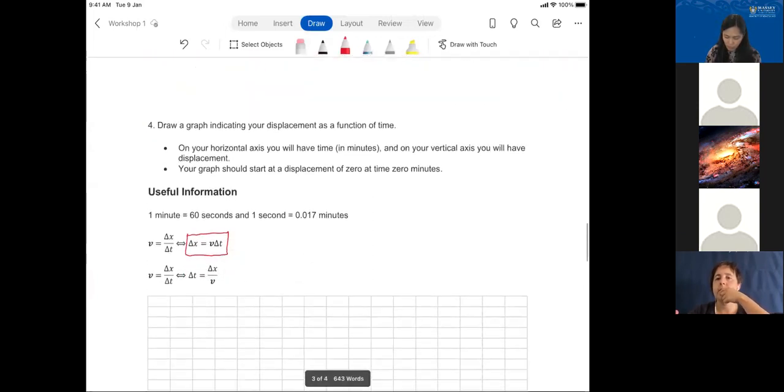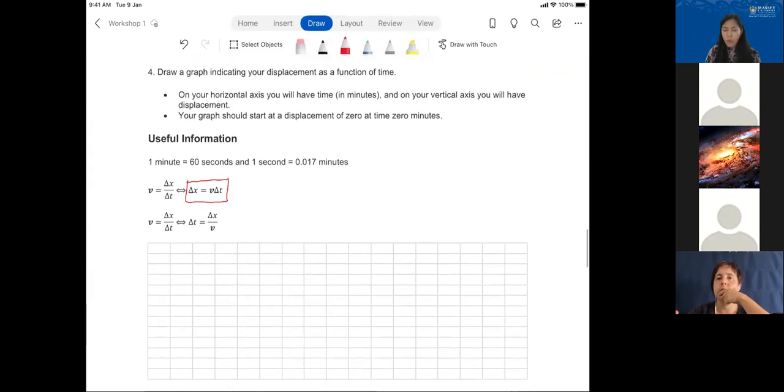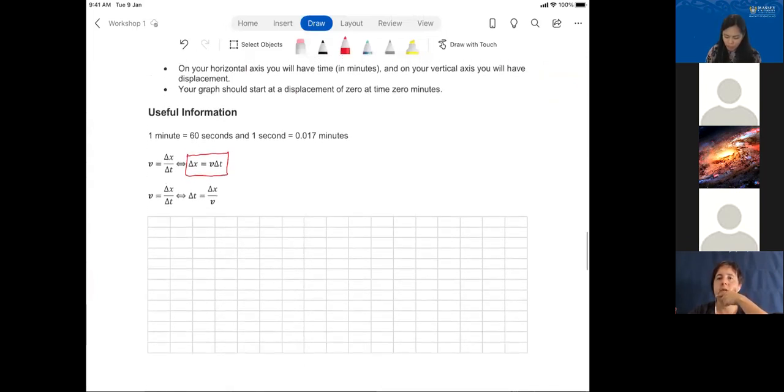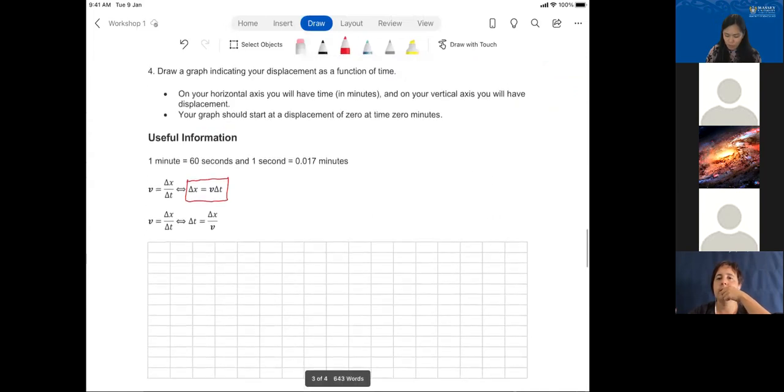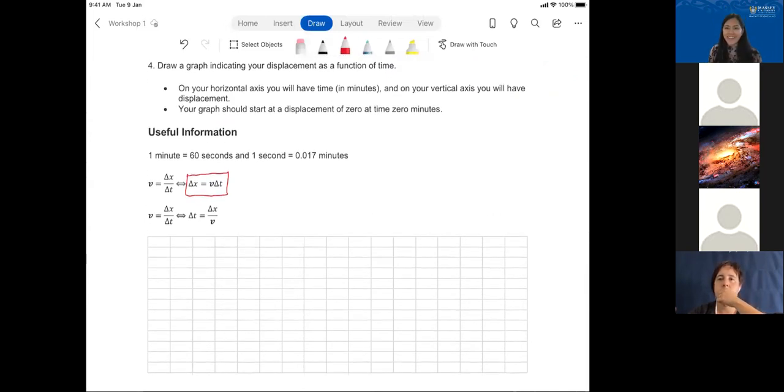So let's move on to the next question, which is drawing a graph. I've pre-populated a graph here because I'm terrible at drawing. We always make a joke like physicists draw stick figures and biologists draw beautiful animals.